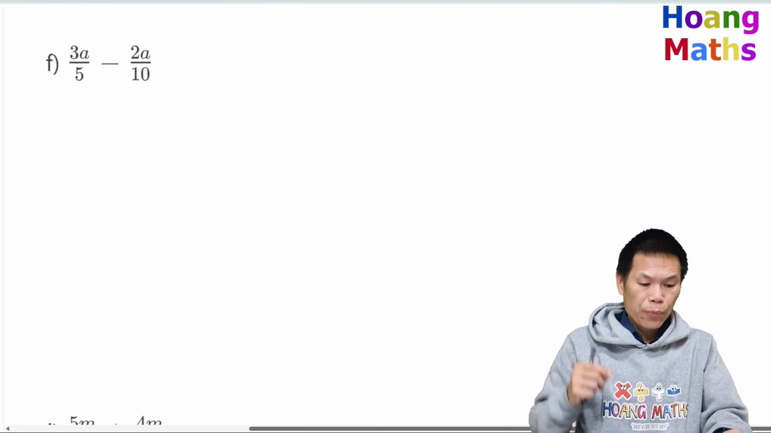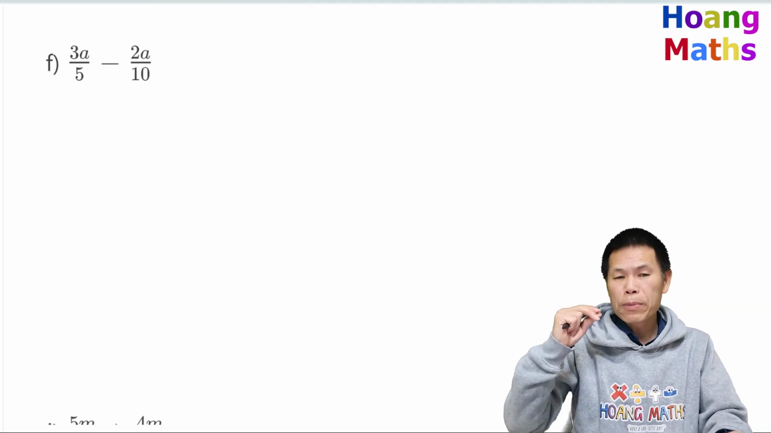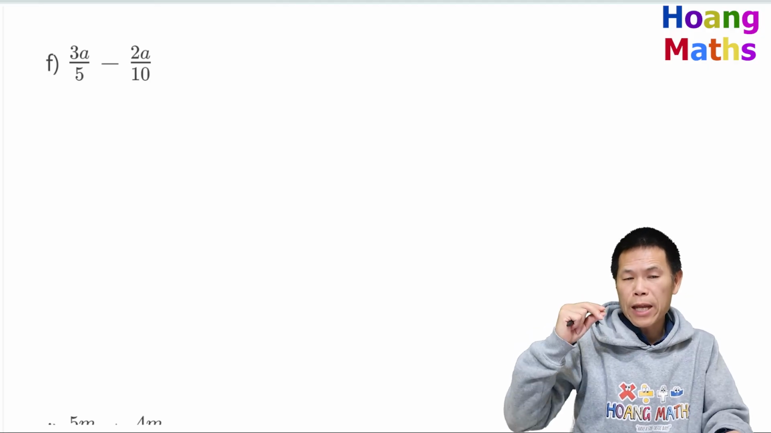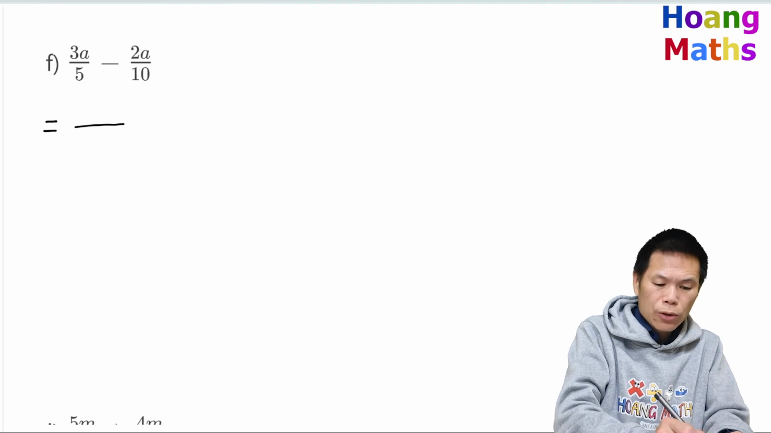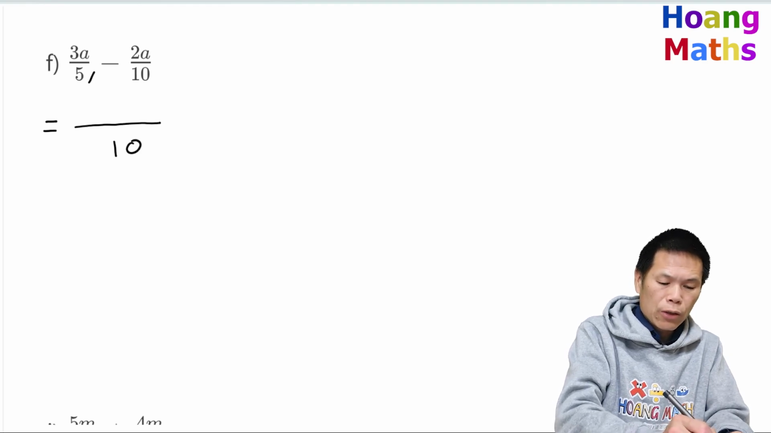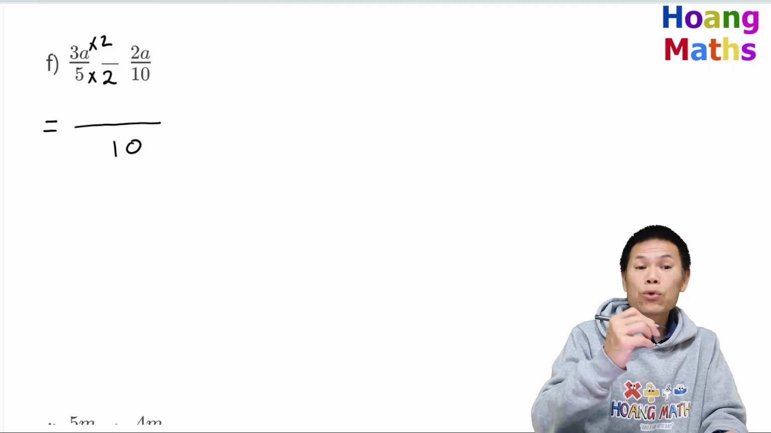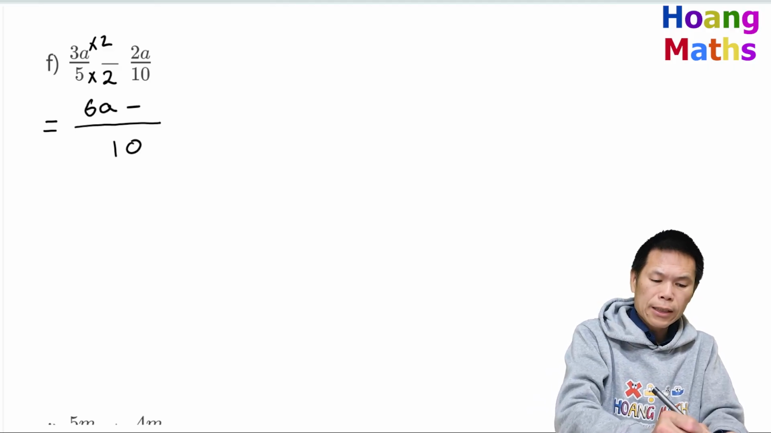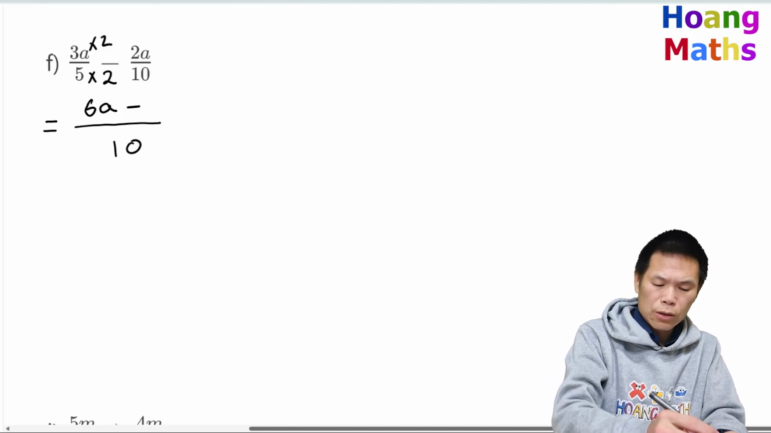So we have 3a over 5 minus 2a over 10. So the common denominator is 10 because 10 is a multiple of 10 and 10 is a multiple of 5. So keep that in mind. So that is equal to, that is 10. To get to 10 for 5, we times 2. So therefore, the top must times by 2 as well. So therefore, we have 3 times 2 is 6. So 6a, we minus. So this is 10 here, which is times by 1.